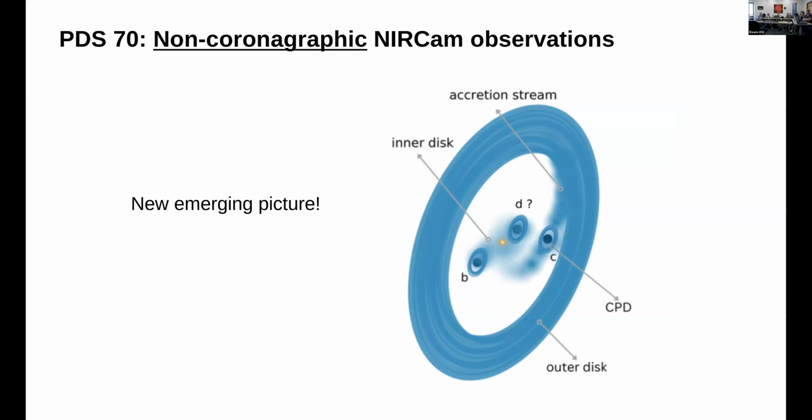Okay, so the new picture that emerges here is that not only do we have these two planets, we now see the accretion streamer that is connecting the outer disk to the inner part. We also, based on the flux of B, measured that there's a clear increase in the emission at 4.8 micron, which points to there also being a circumplanetary disk around the B component, which wasn't really established before. And yeah, there might be even one more planet.